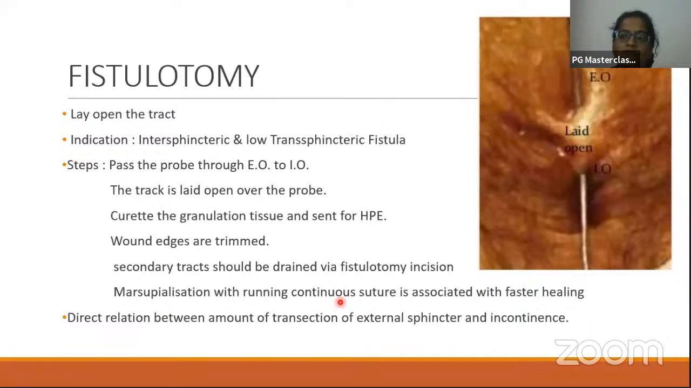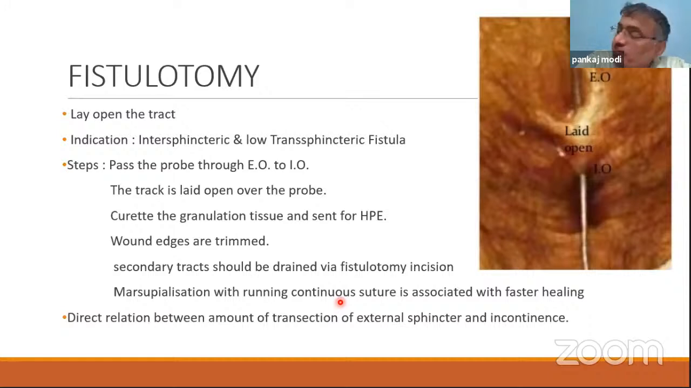We pass a probe from the external opening into the internal opening, and the tract is laid open above the probe. The entire granulation tissue is curetted out and sent for histopathology, and the wound edges are trimmed. If there are secondary tracts, they are drained via the fistulotomy incision, and marsupialization can be done with a running continuous suture. It will help in faster healing of the wound.